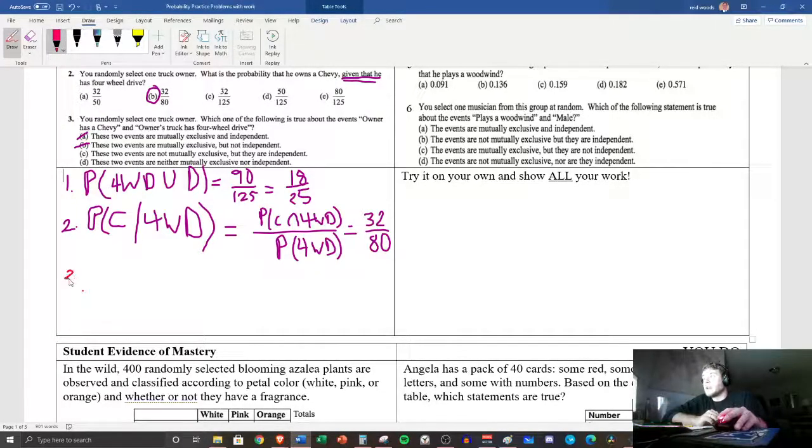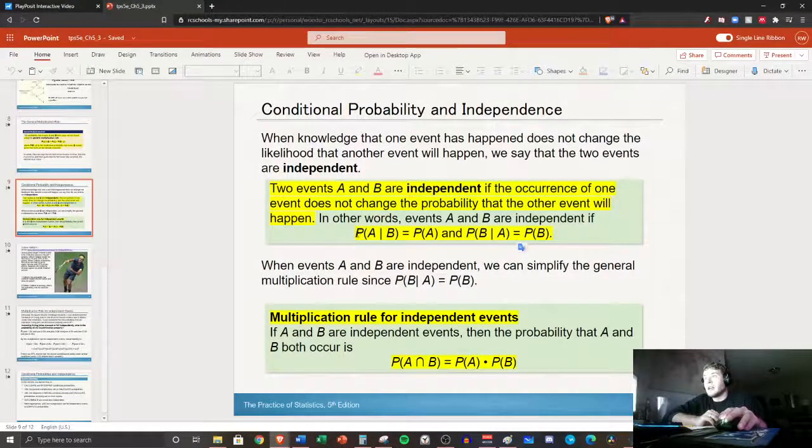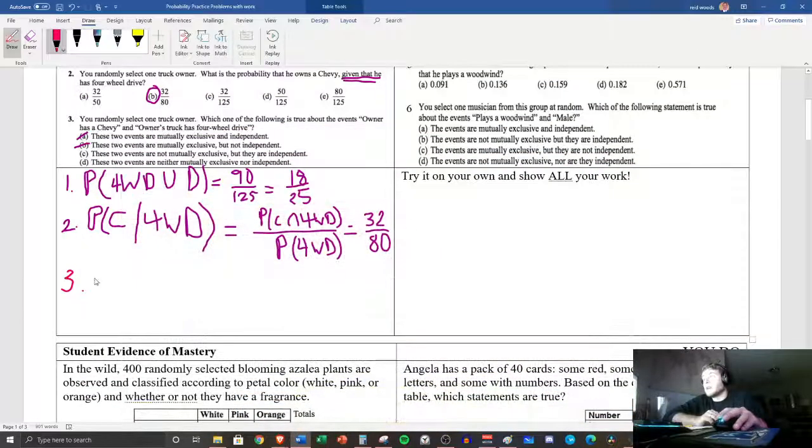For number 3, we have to use these rules here. I only have to pick one of them. It doesn't really matter which one, so we're going to go with one of those. So I'm going to do probability of Chevy given 4-wheel drive is equal to, we want probability of Chevy, right?